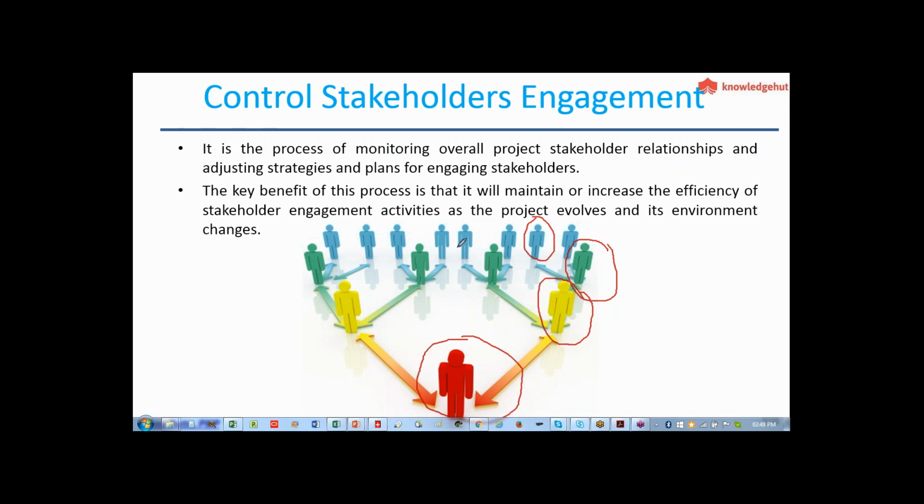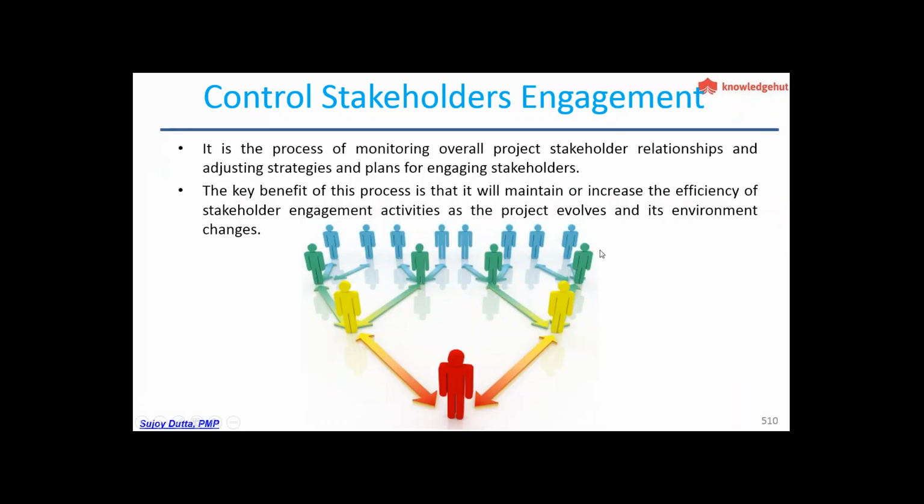So if you have communication going in from the red level, the guy at the top, and he recommends that they should be sharing certain information with you, this is something which will help you manage your project better. That's how we control stakeholder engagement. That's going to increase the efficiency of the project. That is the key benefit, that it maintains or increases the efficiency of the stakeholder engagement activity as the project evolves and its environment changes.